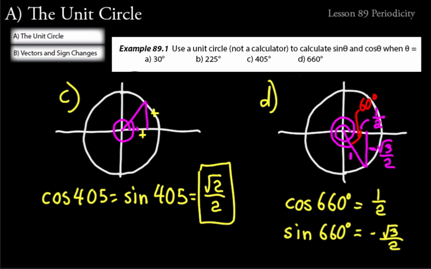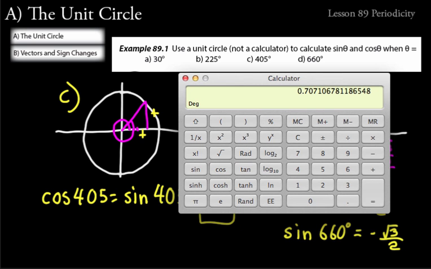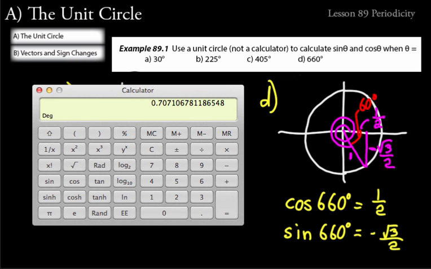Now you can get your calculator out and type in sine of 660 or cosine of 660 if you want to. Let's just do that real quick. 660 cosine. What do you get? 0.4999, which is 0.5, basically half. What about sine of 660? It should be negative 0.866 or so. Let's see. It is negative 0.866.